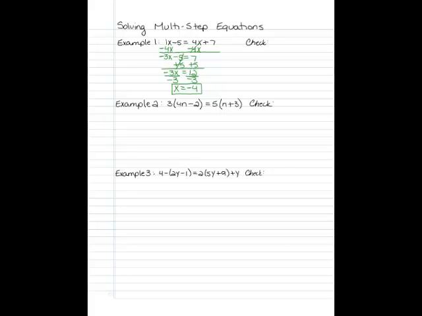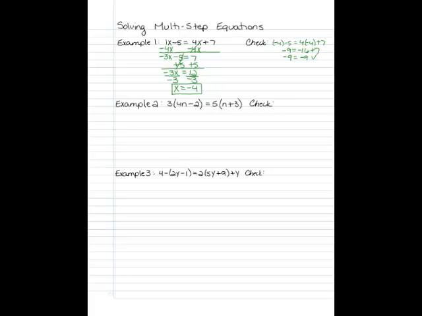Performing a check, same as we did before. You want to plug your answer into all of the x's in the equation. So we have negative 4 minus 5 equals 4 times negative 4 plus 7. Negative 4 minus 5 gives us negative 9 equals 4 times negative 4 is negative 16 plus 7. So negative 9 is equal to negative 16 plus 7 is also negative 9. So it checks.